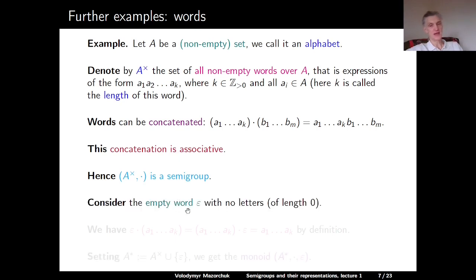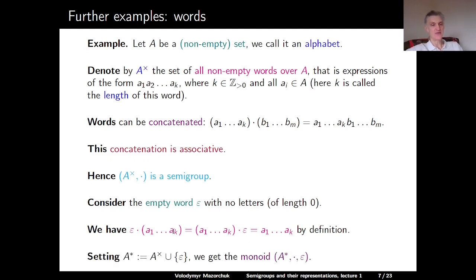Next we can consider the empty word epsilon, which has no letters, so it's the empty word of length 0. By definition, if we concatenate epsilon with any other word, we get our word back. This means that if we set A^* to be the union of A^+ with our empty word epsilon, we get the monoid which consists of all words, including the empty word, with respect to concatenation and with the empty word as the unit element.